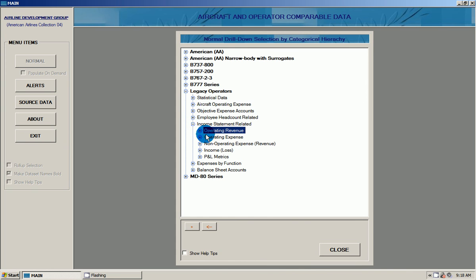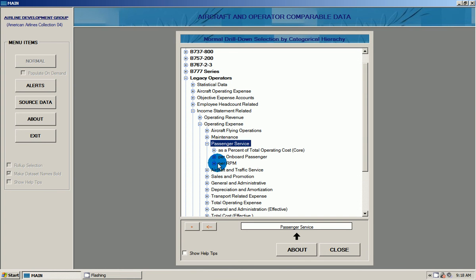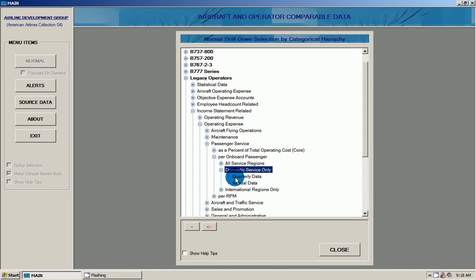We can also move down to operating expenses, and let's look at passenger service. And of course, this is in flight, and traditionally this is RPM driven, but let's look at it on a per passenger basis.